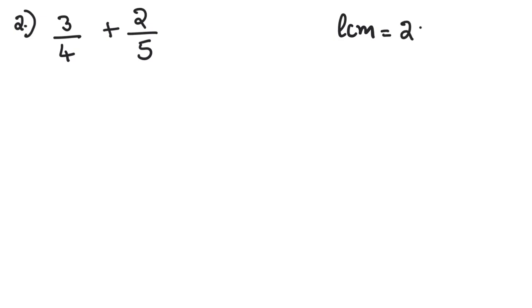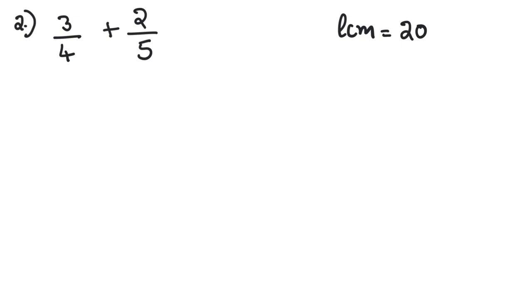It is 20. If you want to learn how to find the least common multiple of 2, 3 or 4 numbers, I have already made a video lesson on that. Please check the Wisdom Outlined channel. So let's come back over here.